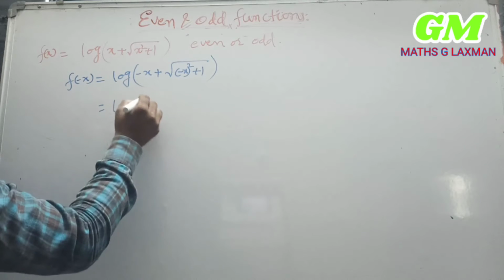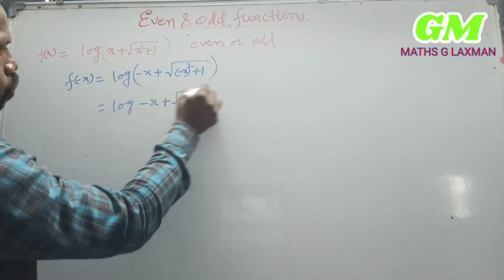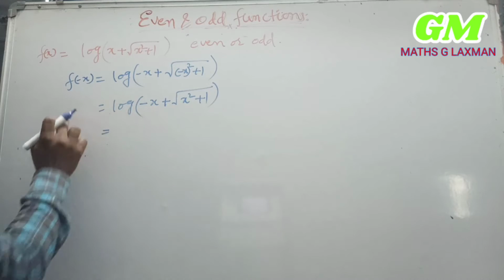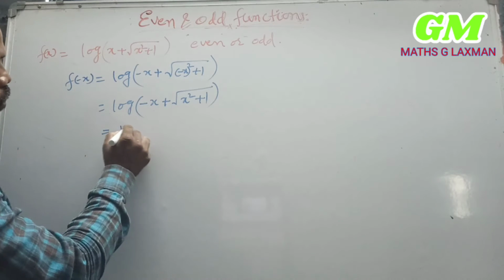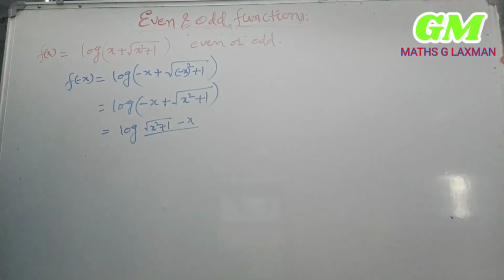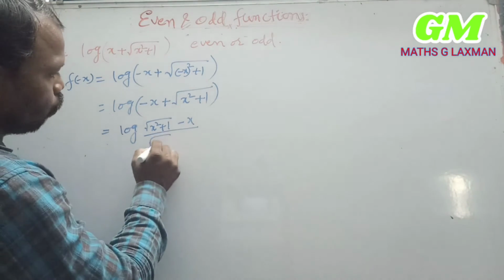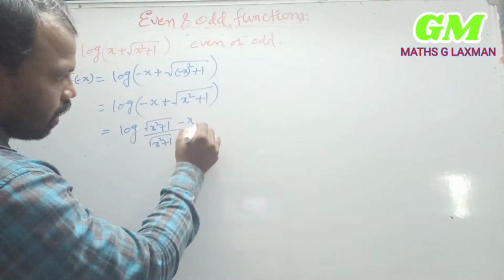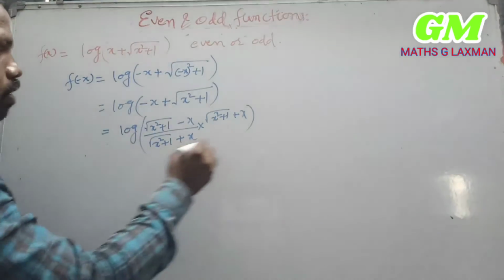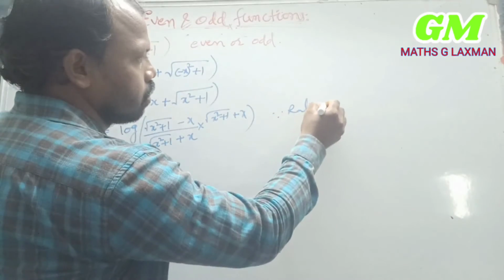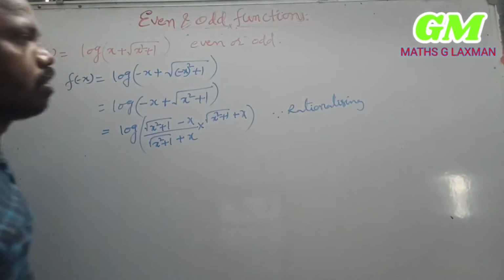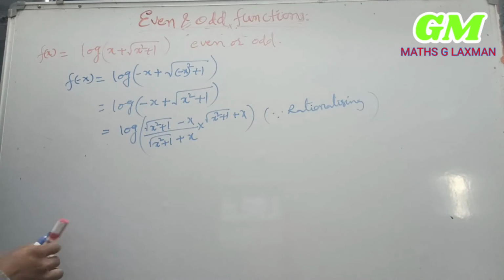So log of minus x plus under root of minus x whole square is x square plus 1. Now, we can't take minus as directly common. What we have to do? So log of under root of x square plus 1 minus x, divided by, rationalizing. I am doing rationalizing here. Under root of x square plus 1 minus x, we will take plus under root of x square plus 1 plus x. So by rationalizing, you will get this.